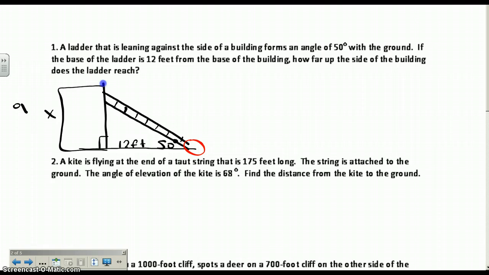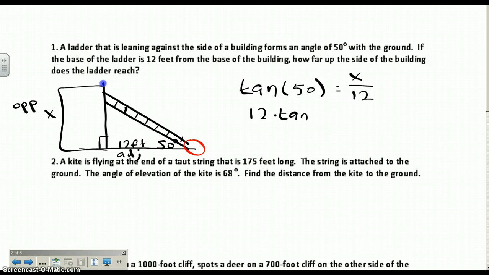That means we're given the opposite and the adjacent. And now which trig ratio uses that? Tangent. So we're going to say tan of 50, that's the angle, tangent of a 50-degree angle is equal to x over 12. And now we need to solve for x. Multiply both sides by 12, and plug it in your calculator. And remember, we're rounding to the tenth, so we're going to get 14.3 feet equals x. So I'm saying that the ladder reaches 14.3 feet up the side of the building.